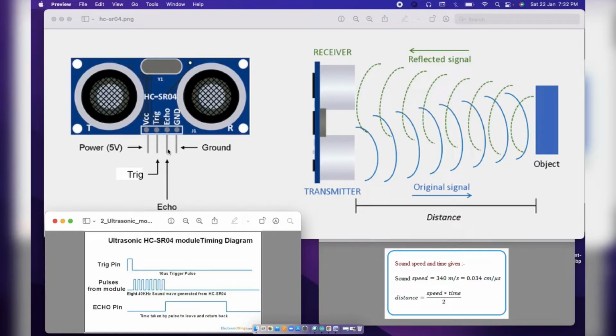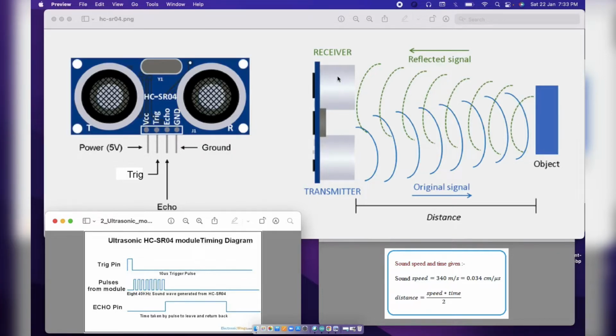And the echo pin is a pulse output pin. Pulse width determines the distance of an object in front of the HC-SR04 sensor. And the last terminal is ground. It is connected to the ground pin of the Arduino board.